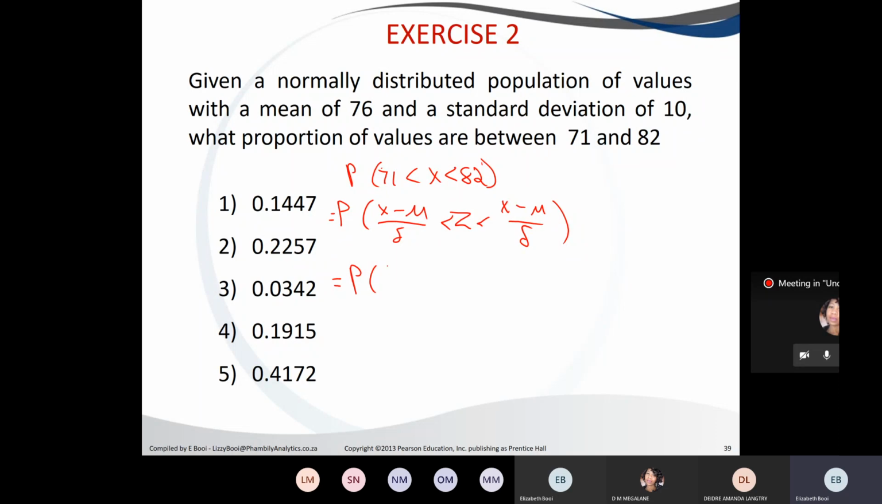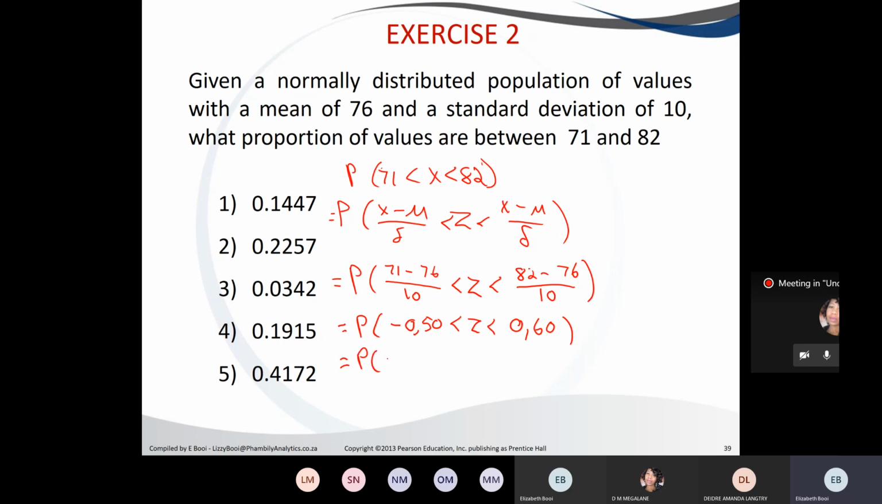If I substitute the values, this will be 71 minus 76 divided by the standard deviation, which is 10, and 82 minus 76 divided by 10. That gives me the probability of 71 minus 76 divided by 10, which will be minus 0.50, and 82 minus 76 will be positive, and it will be 0.60.